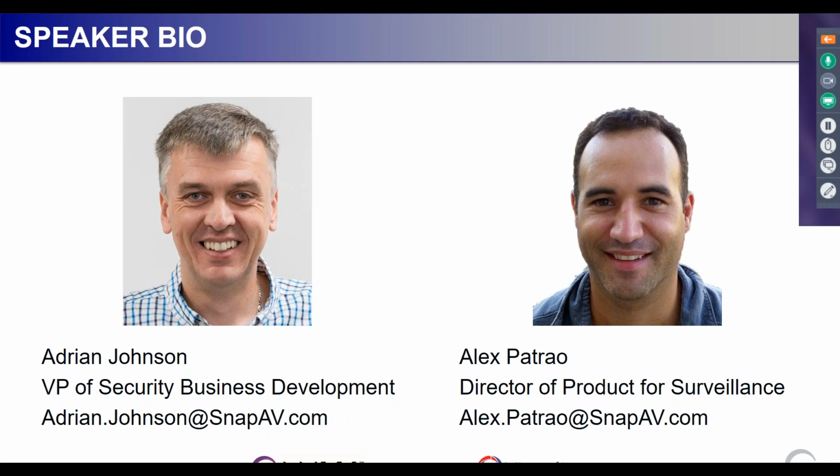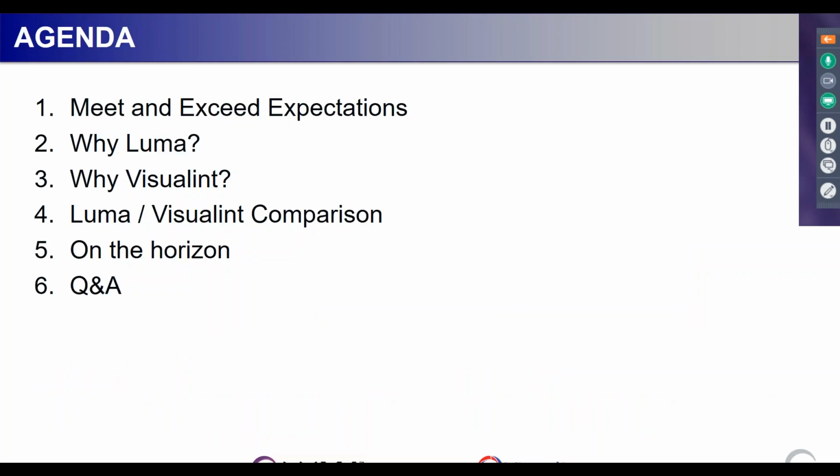Wonderful. Thank you, Adrian. So today we're talking about Luma and Visualint and why we have two surveillance solutions in the SNAP store. As many of you know, we acquired Visualint late last year, and we're very excited about the capabilities that it brings to our surveillance offering. We wanted to go through that today to give you more detail about Visualint and its unique capabilities, and why it makes sense that we now have these two solutions, Luma and Visualint, and when you might want to purchase a Luma solution and when you might want to purchase a Visualint solution.